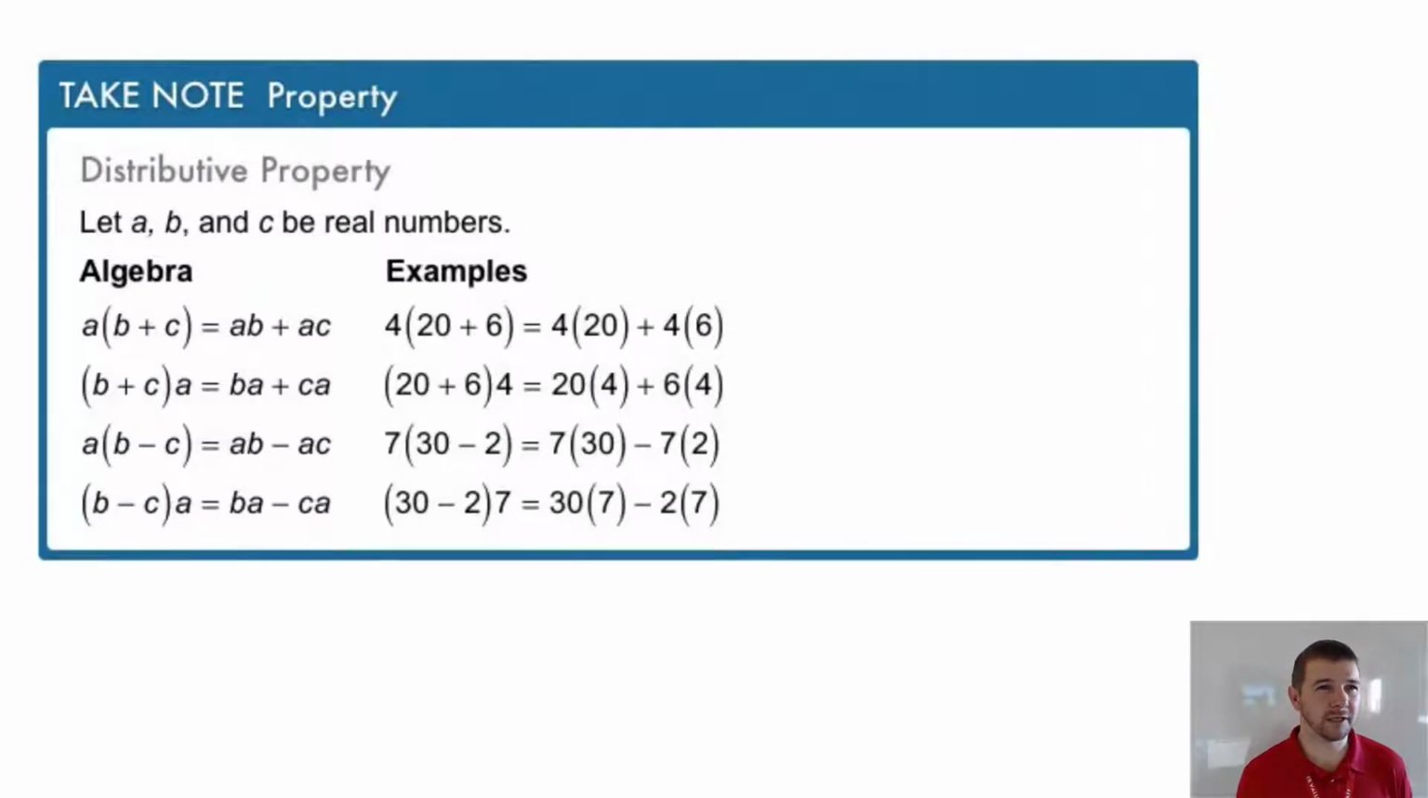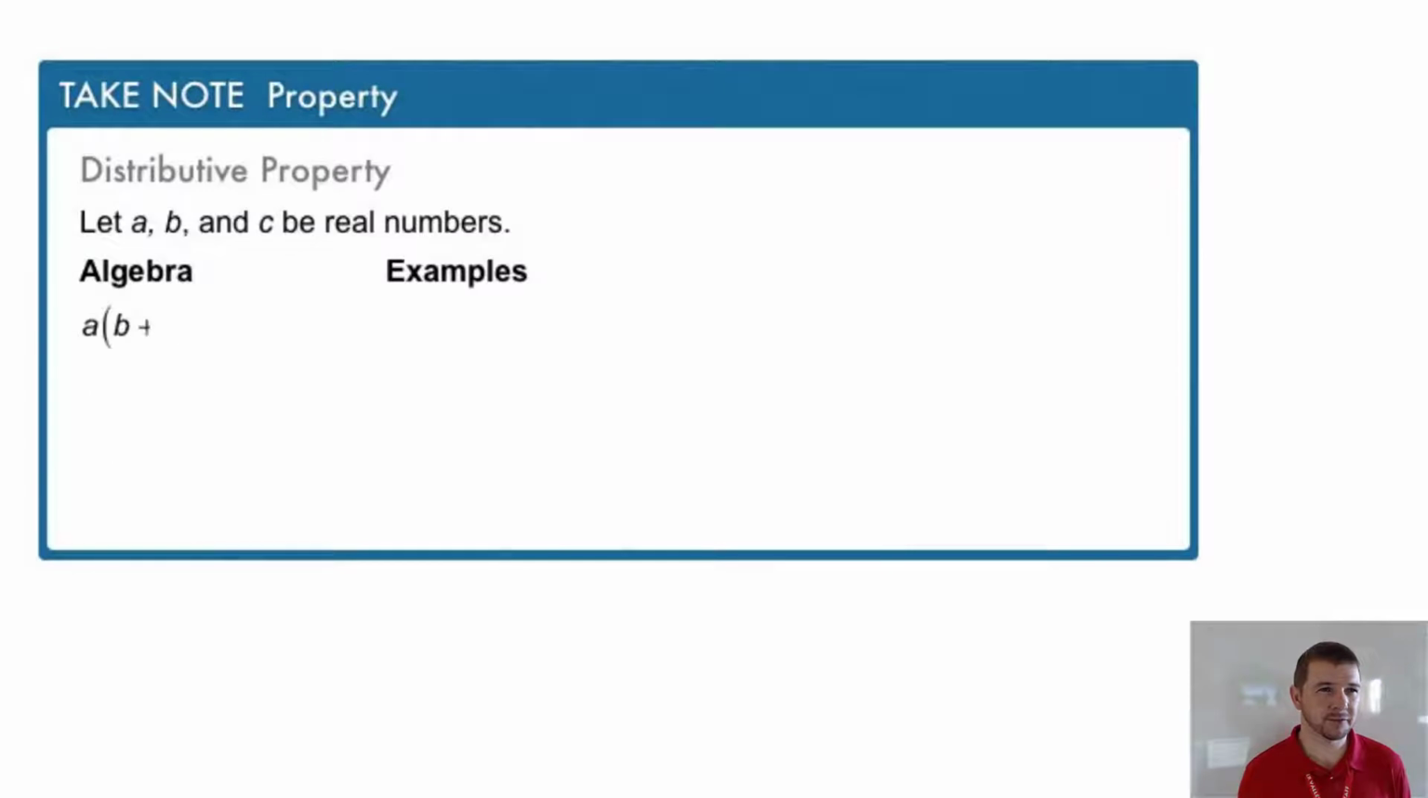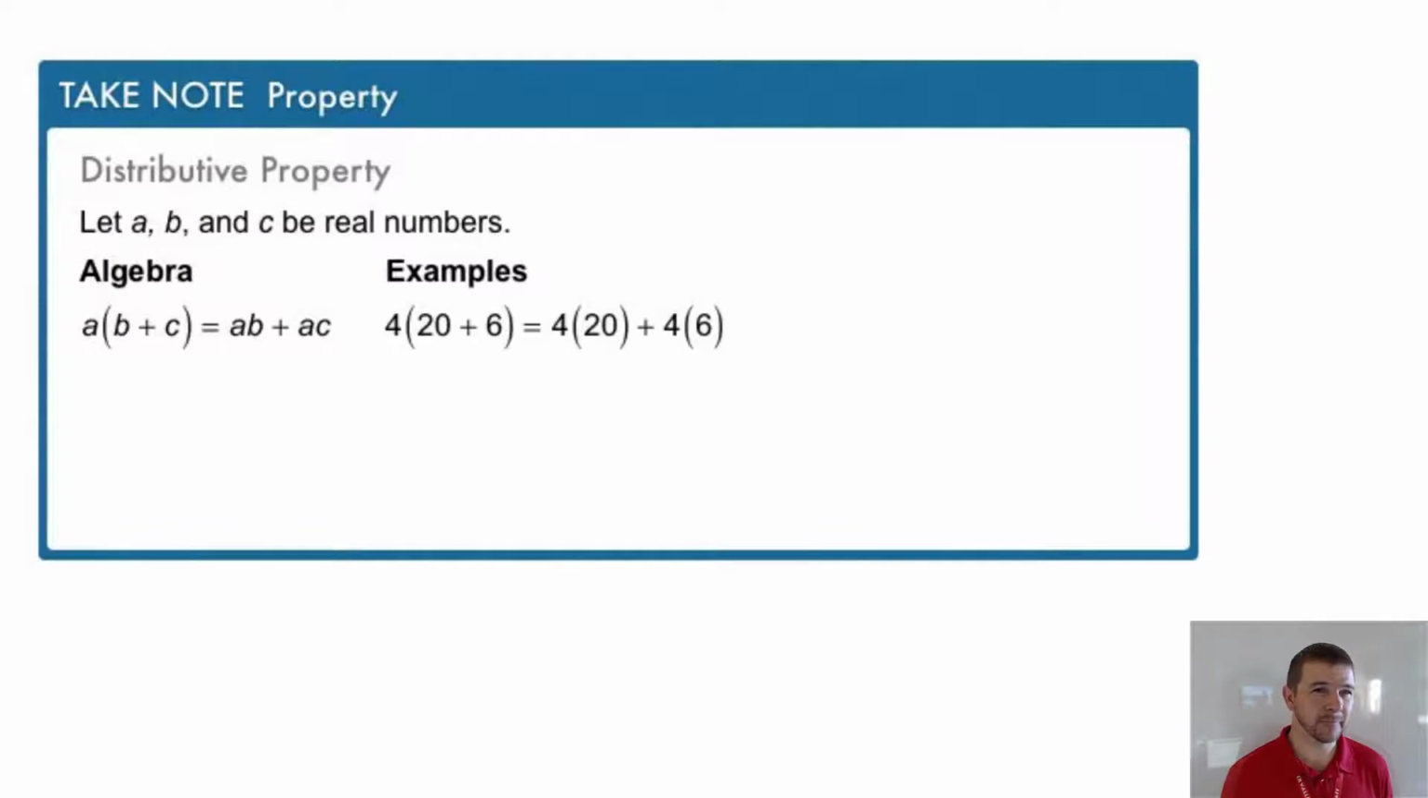Take note, property, the distributive property. Let a, b, and c be real numbers. In terms of algebra, we can state a times the sum of b and c equals a times b plus a times c. For example, 4 times the sum, 20 plus 6, equals 4 times 20 plus 4 times 6.